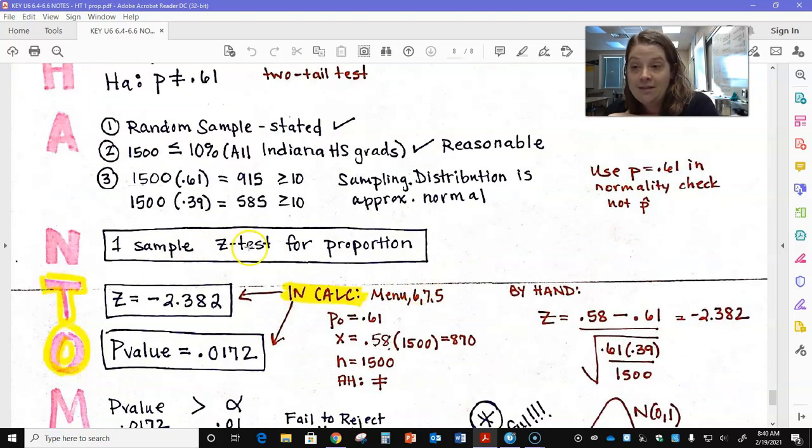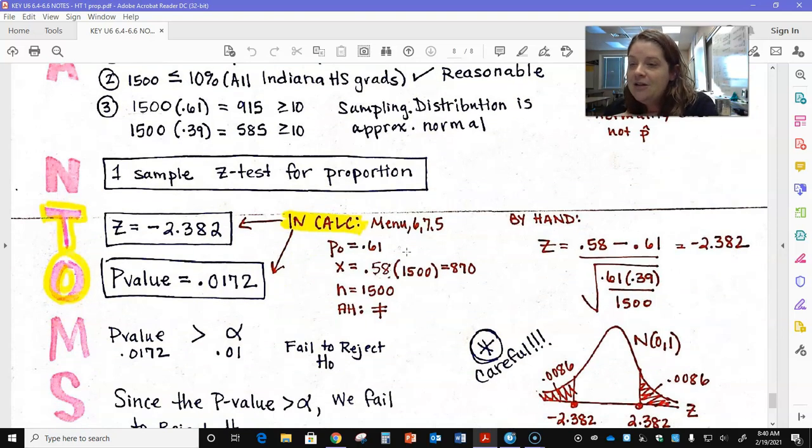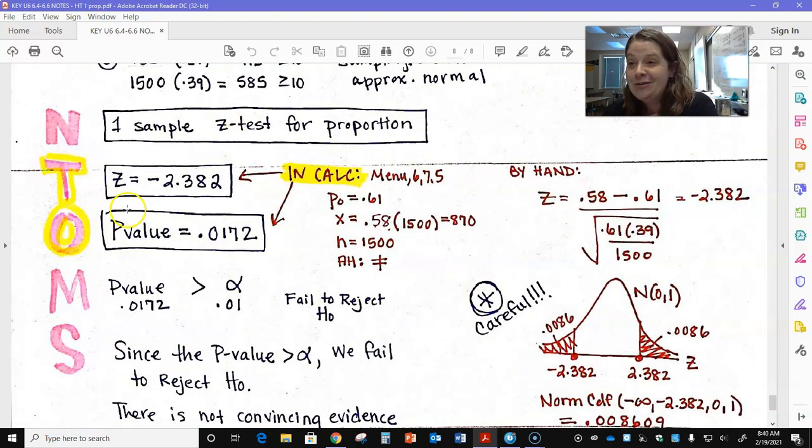This is going to be a one sample z-test for a proportion, for a population proportion. So we are going to need to find the z-score for this z-test. Now again, I would do this in my calculator, but I have to be a little bit careful if I'm going to do this in my calculator.